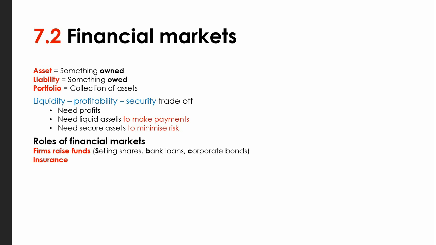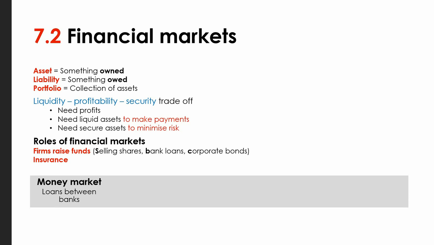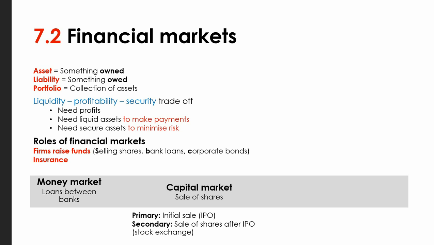There are three different areas within financial markets that we need to know about. Firstly, we need to know about the money market, which is where loans between banks happen. We need to know about the capital market, which is where shares are sold. The primary capital market is where the initial sale of shares happens, the IPO, the initial public offering, usually organised by an investment bank. And the secondary capital market is the sale of shares after the IPO has happened. So that's the stock exchange, the London Stock Exchange, and there's various other ones you will have heard about. When we hear about stock prices, we're thinking about the price of stocks on the secondary capital market.